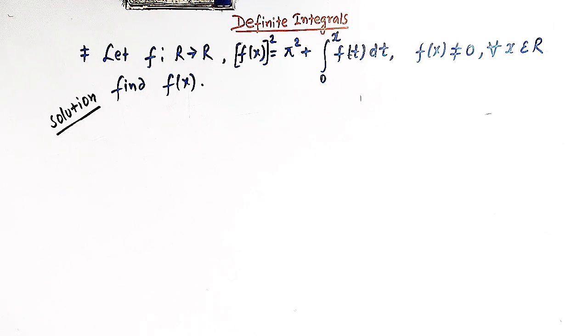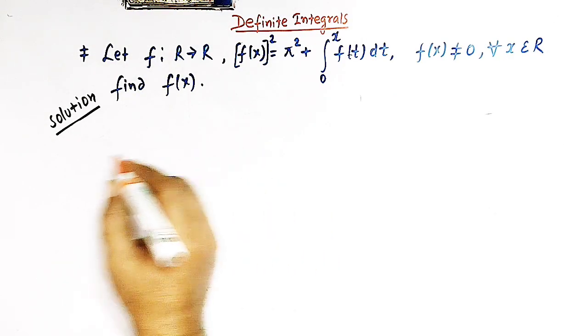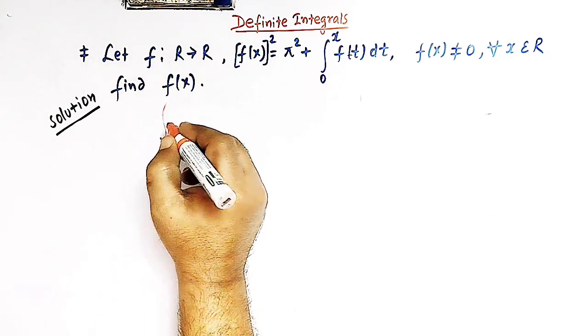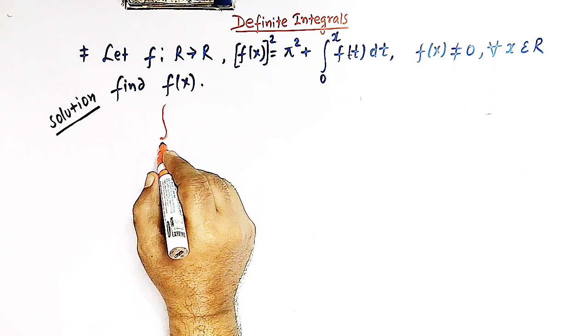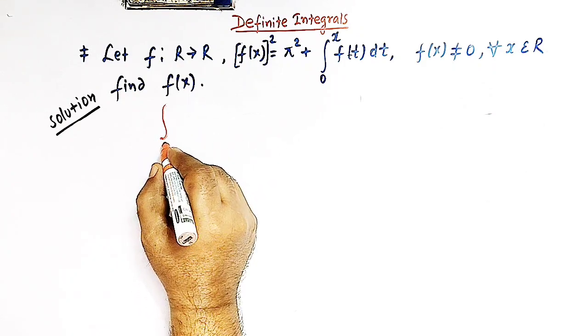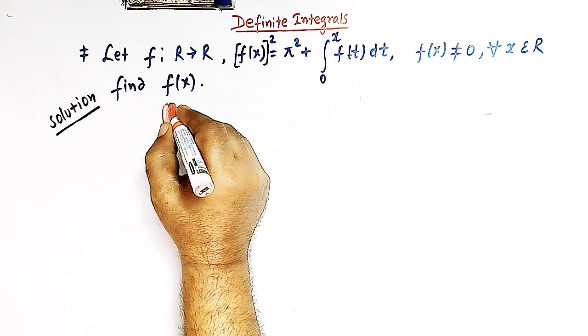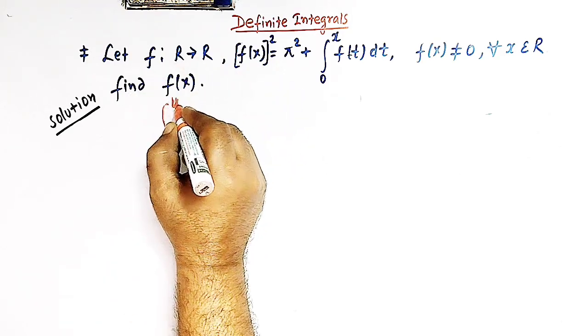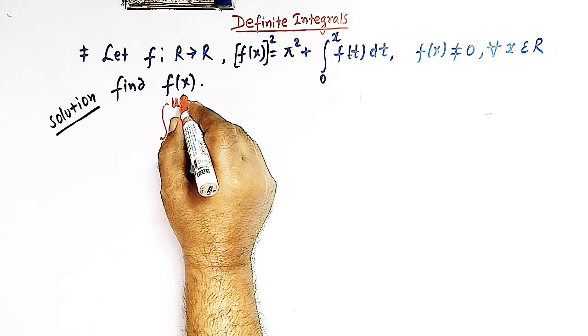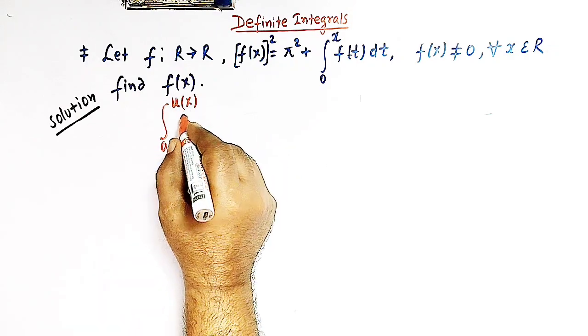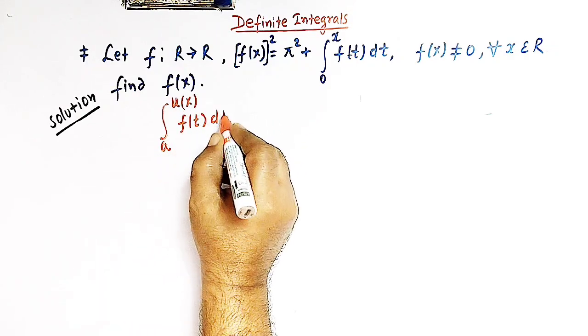So let us make use of the concept of Leibniz integral rule to get f of x. So let us quickly see the Leibniz integral rule. So now let us consider an integral where the lower limit is a constant, right? Suppose here we have a and the upper limit is some function of x. Let us say the upper limit is u of x, and here we have f of t dt, right?